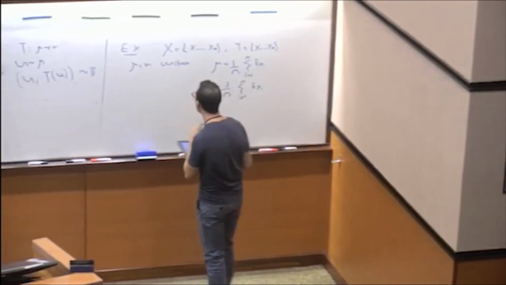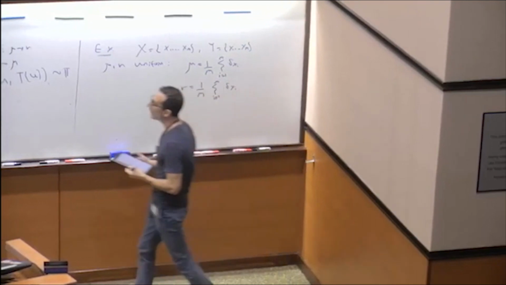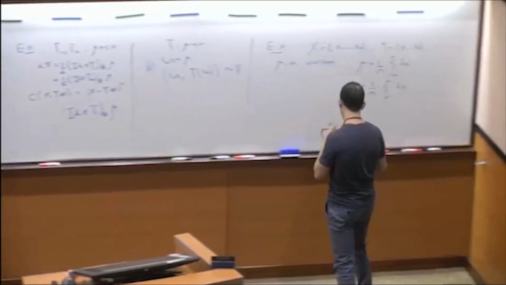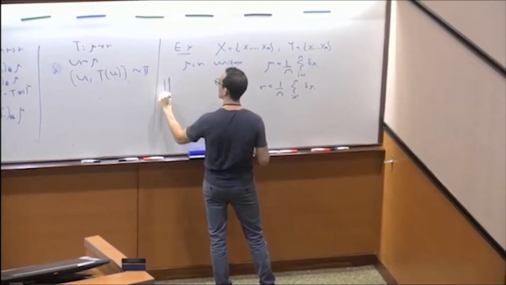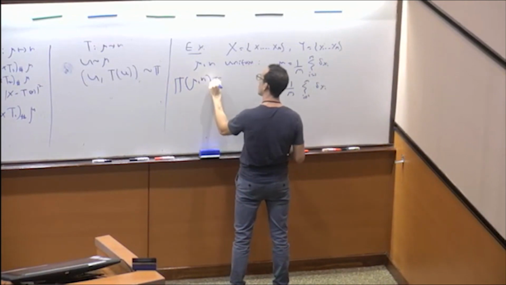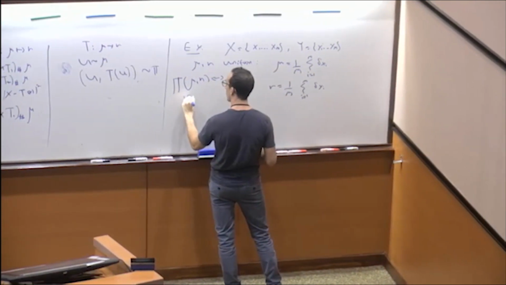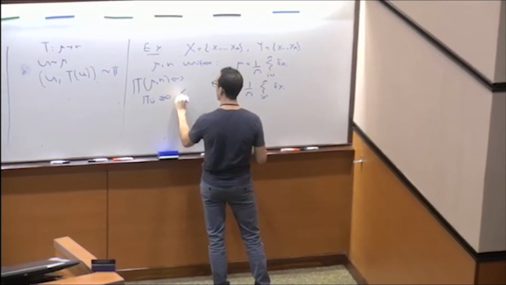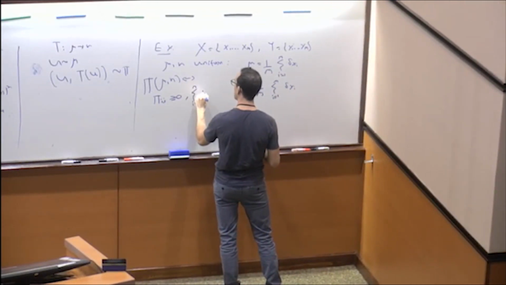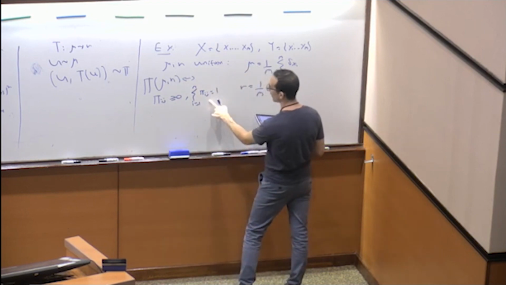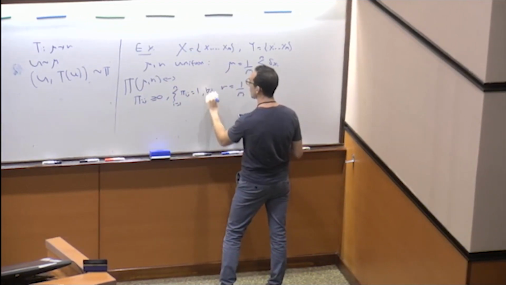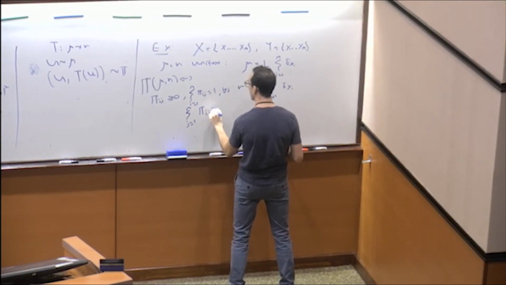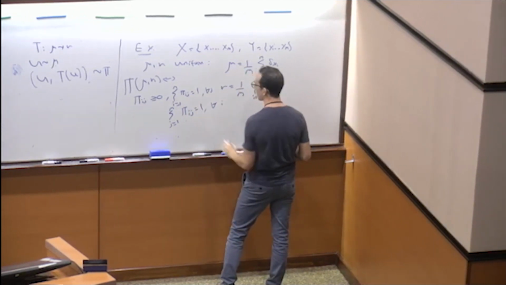Okay, so if we're in this setting, then we can identify the couplings with matrices. The set of couplings between mu and nu, you can identify it with matrices pi ij, with the properties that, first, they have to be non-negative. If I fix a j and I sum over all the i, I should get 1. And similarly, if I fix an i and I sum over j, I should also get 1.